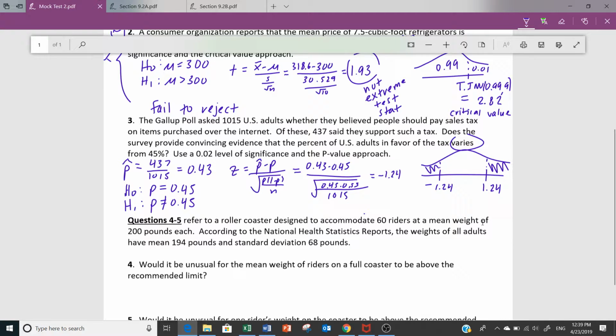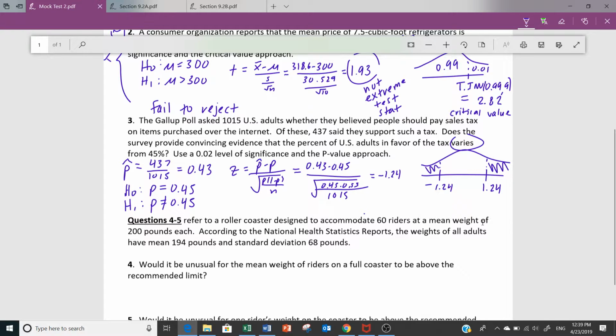Yeah, Michaela? Anything with a z in it, you use norm.s. Anything with a t in it, you use t. For formulas, it depends on whether you're using the critical value approach or the p-value approach. When you do the p-value approach, you'd use dist. It depends on what the picture looks like. I highly recommend drawing pictures.